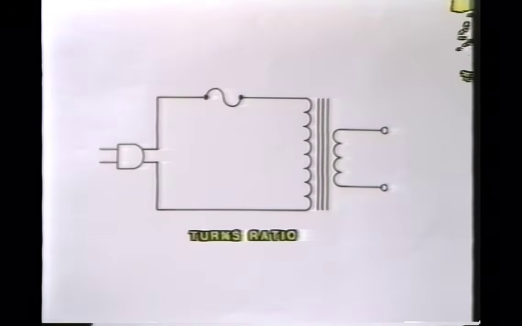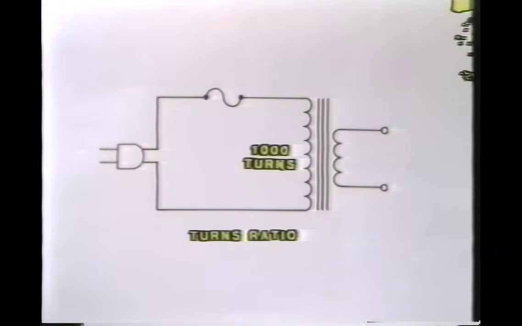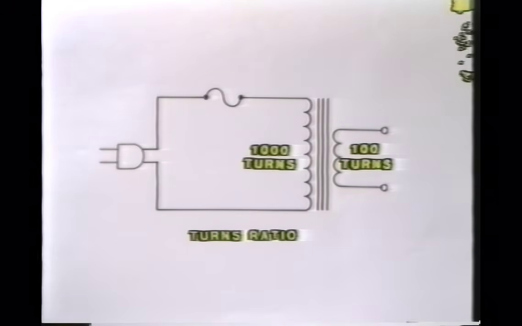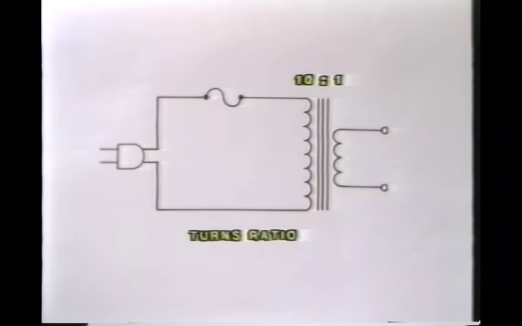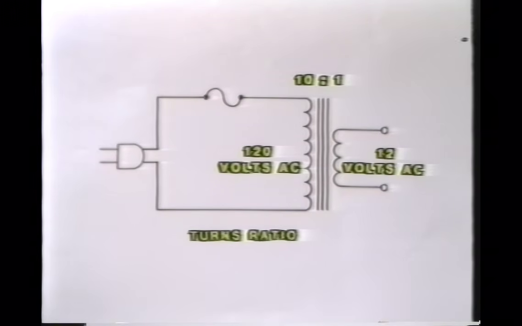The primary winding of the transformer might have, say, 1,000 turns of wire on it. The secondary winding might have only 100 turns. This is a turns ratio of 10 to 1. The turns ratio determines the voltage ratio of the transformer. So if we connect the primary winding of this 10 to 1 transformer to a 120 volt AC source, we'll get 12 volts AC from the secondary winding.